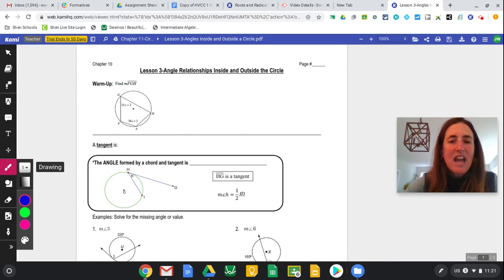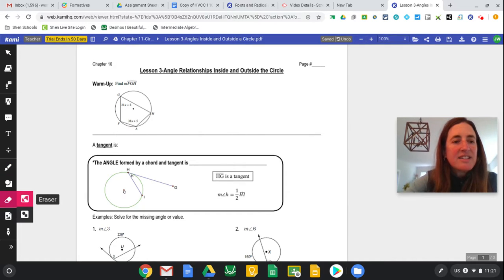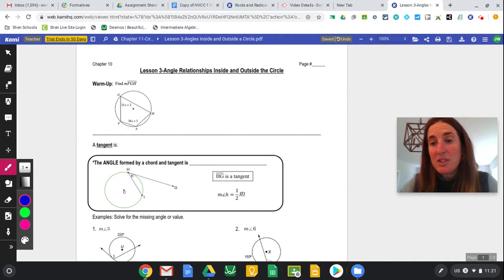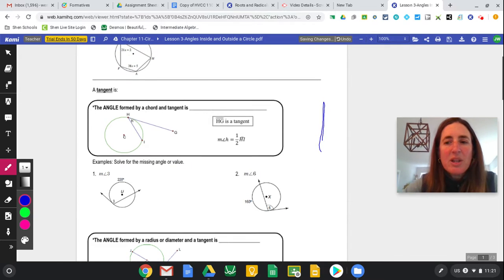And then down below, the next thing asks, what is a tangent? And a tangent is just a segment that stems from the outside of a circle and it touches the circumference of the circle in one position. So if you look in here, GH, or HG, is a tangent in that picture. Okay, so here we go.